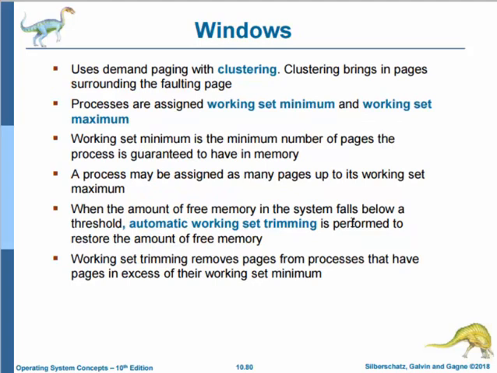For the examples of the operating system, Windows uses demand paging with clustering. It allows pages surrounding the faulting page. Windows also uses processes that are assigned a working set minimum and working set maximum. The working set minimum is the minimum number of pages the process is guaranteed to have in memory, and the process may be assigned as many pages up to its working set maximum. When the amount of free memory in the system falls below a threshold, automatic working set trimming is performed to restore the amount of free memory. And the working set trimming removes pages from the processes that have pages in excess of their working set minimum.